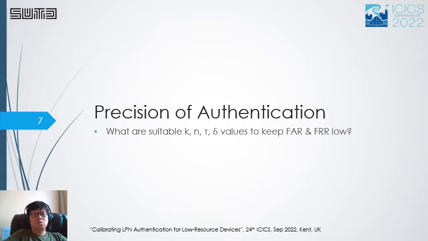So let's start with the precision of authentication. The question we hope to answer is to help determine what are the appropriate values of K, the key size, N, the sample size, tau, the noise rate, and delta, the authentication window, to keep the precision of authentication good.